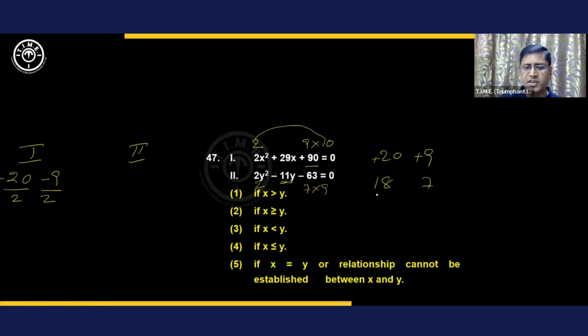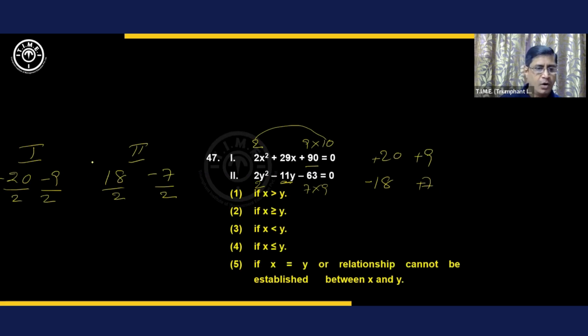What is the difference here? The difference is equal to the middle term, that is minus 11. So what are the factors? Minus 18 and positive 7. It will give minus 11. Now the roots of the quadratic equation means take the same factors with the opposite sign, divide with the coefficient of y square. So minus 18 will become positive 18, positive 7 will become minus 7.